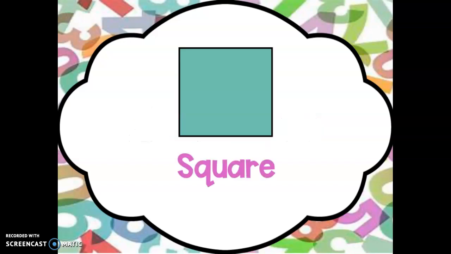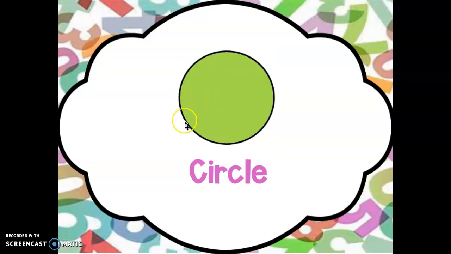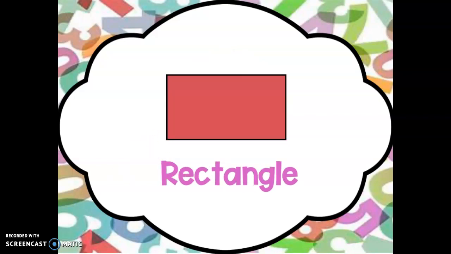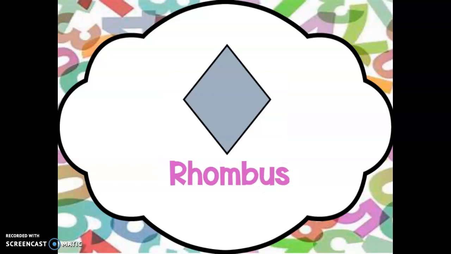Let's remember that our 2D shapes are shapes that are flat. This is a square. Repeat after me. Square, circle, triangle, rectangle, rhombus. Sometimes rhombuses are called diamonds, and that's okay, but we prefer that you call it a rhombus. Can you say it? Rhombus.